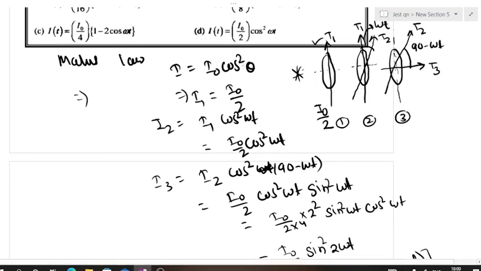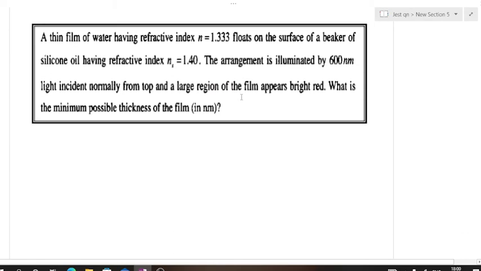Okay, let's go to the next question. A thin film of water having refractive index n is equal to 1.33 floats on the surface of a beaker of silicon oil. Okay, and n s is 1.4. The film is illuminated by 600 nanometer light incident normally from top, and a large region of the film appears bright red. Okay, what is the minimum possible thickness of the film?